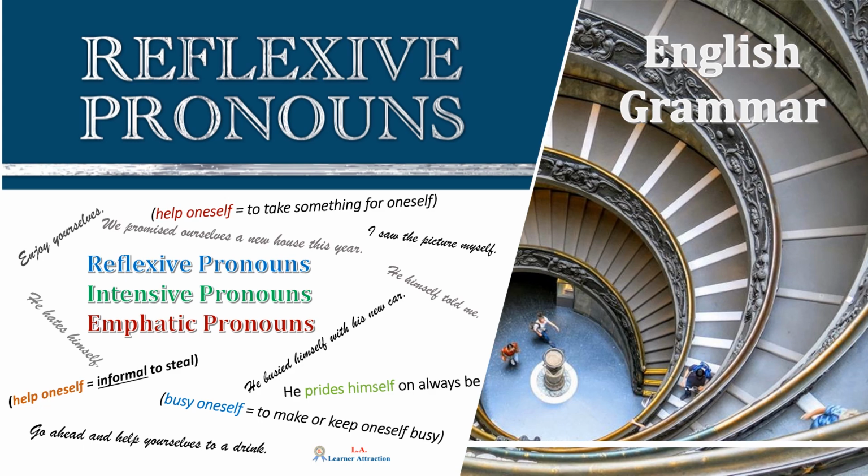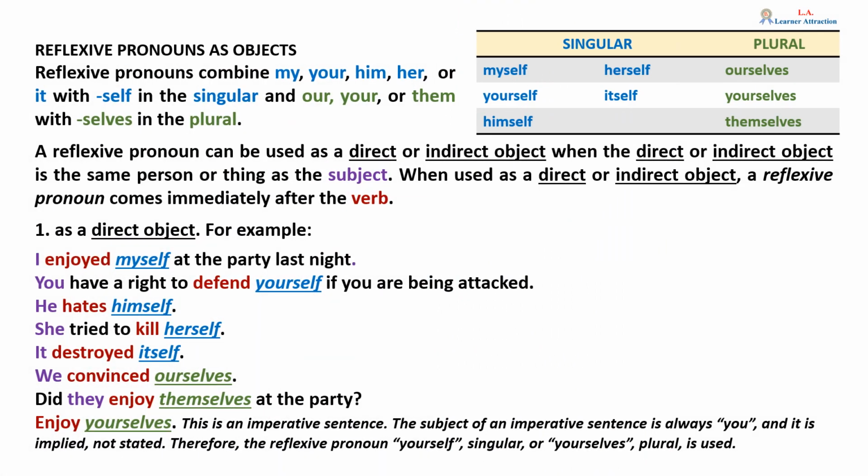In this lesson, you're going to learn what reflexive pronouns are, and how to use them in sentences. Now, let's look at reflexive pronouns as objects. Reflexive pronouns combine my, your, him, her, or it, with self in the singular, and our, your, or them, with selves in the plural.